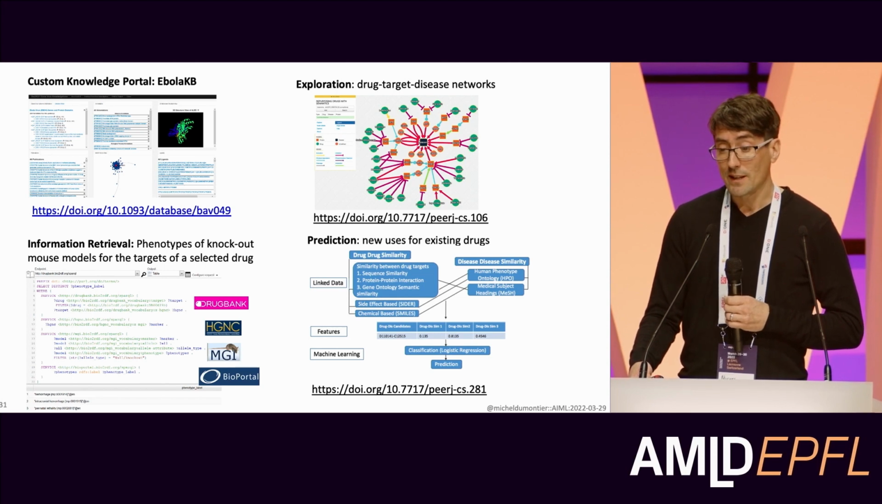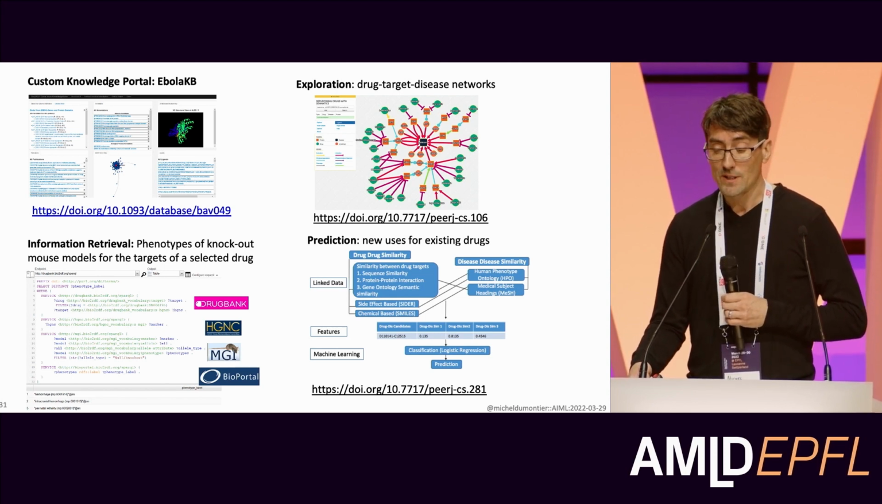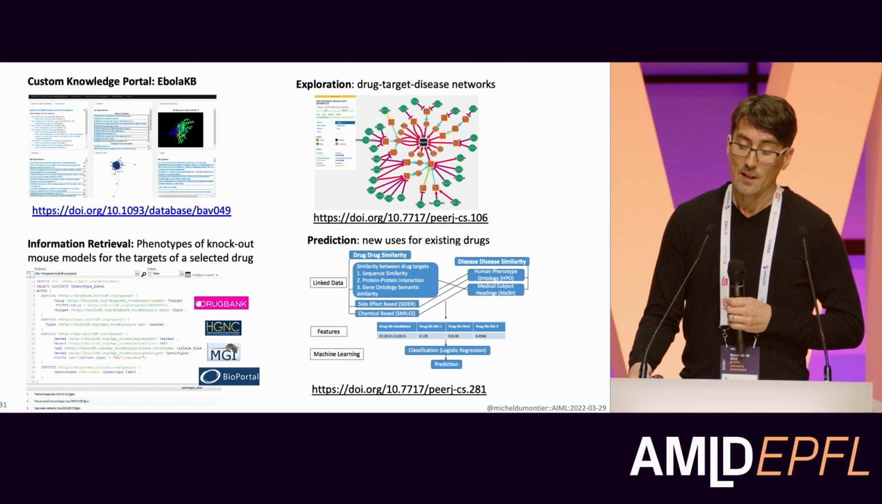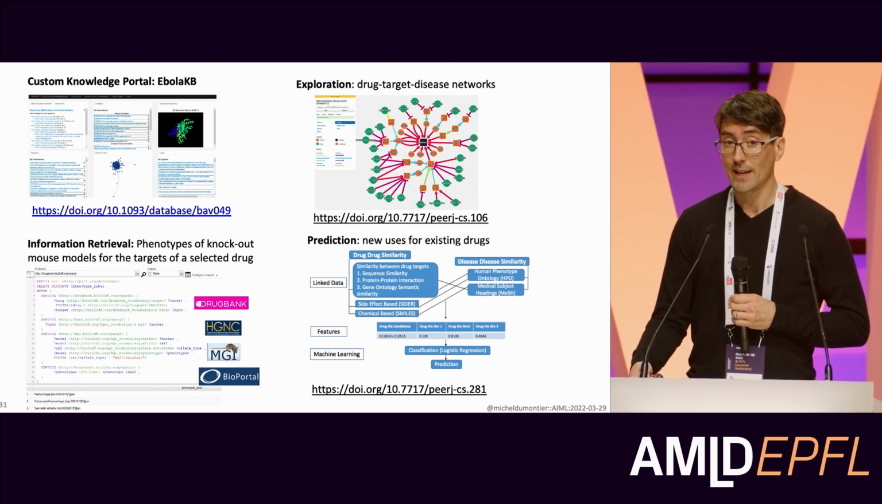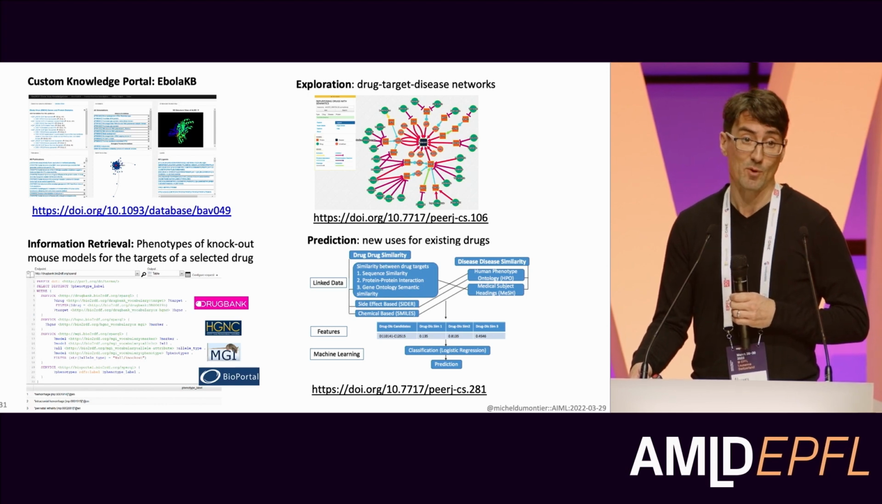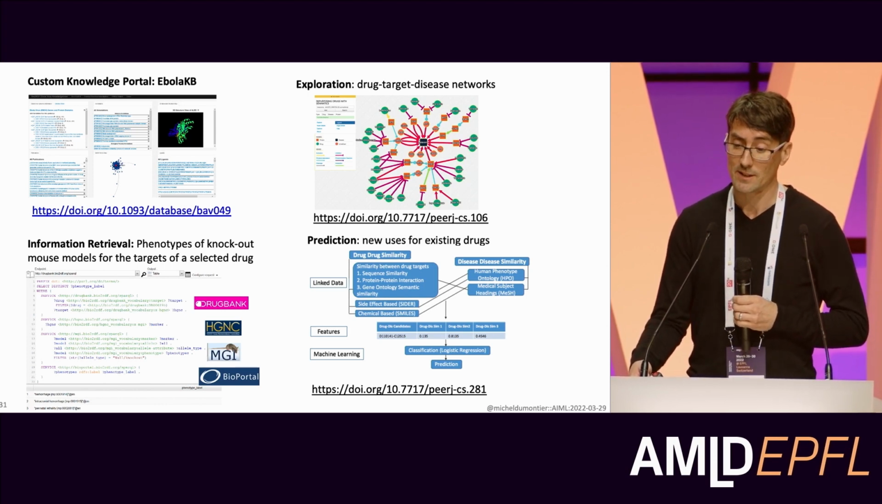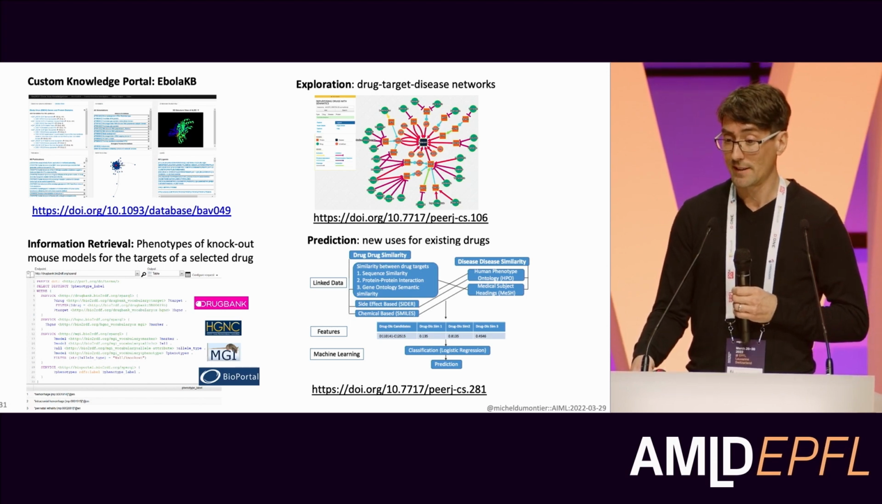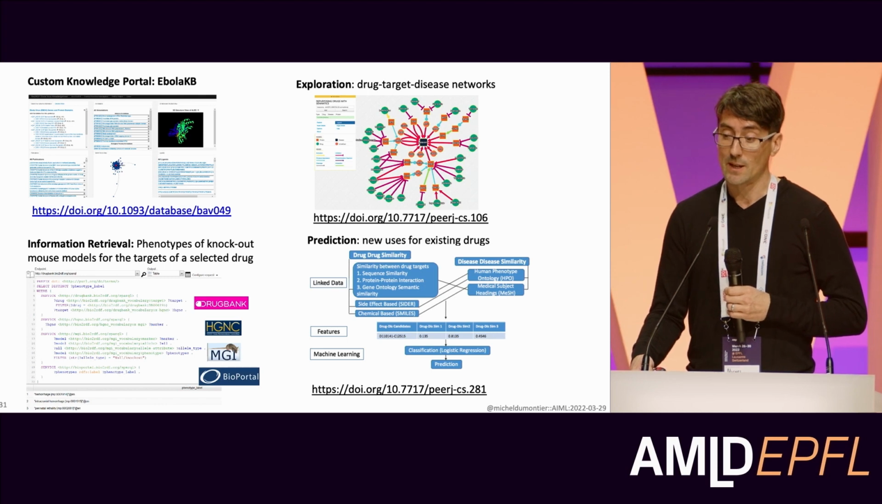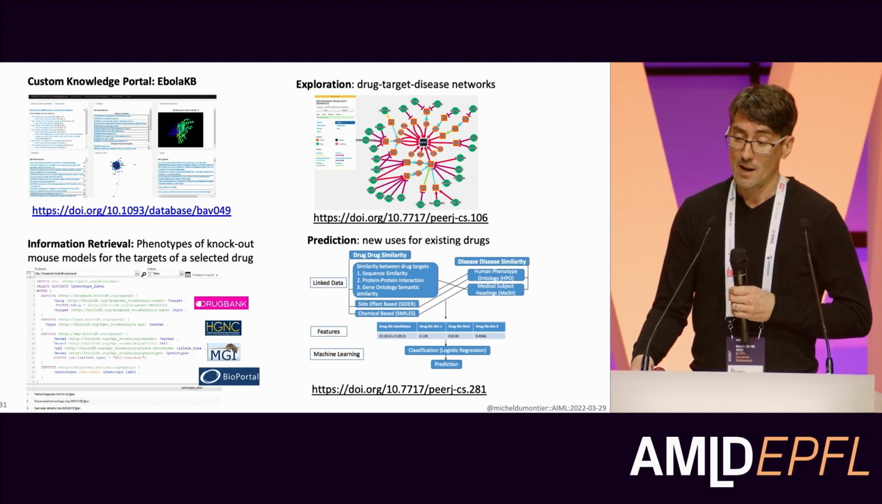You can formulate interesting and sophisticated questions that require deductive reasoning, for instance, to understand what would be the potential impact of targeting a particular gene by looking at animal knockout studies to identify potential phenotypes of targeting that gene. And of course, we can use this information to build machine learning and deep learning applications to predict new drug uses.